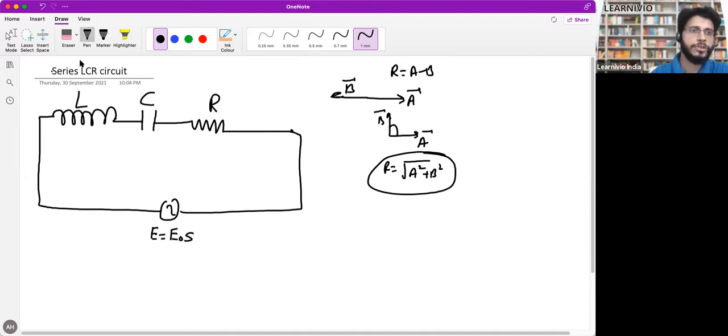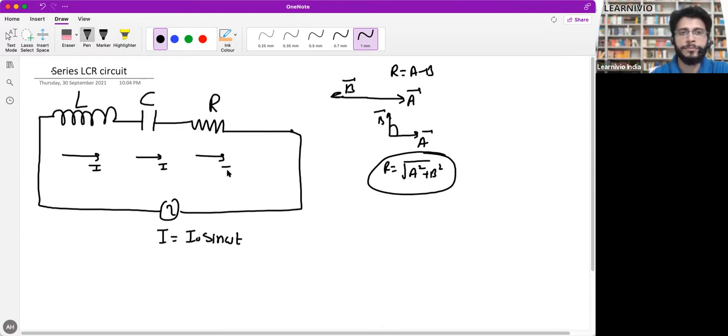The equation of EMF is E naught sine omega t. So instead of EMF, now we start with the equation of current. It's a bit lengthy calculation. We start with the equation of current, I naught sine omega t. See, they are connected in series, so the same current will flow through each one of them. Same current I here, same current I here.